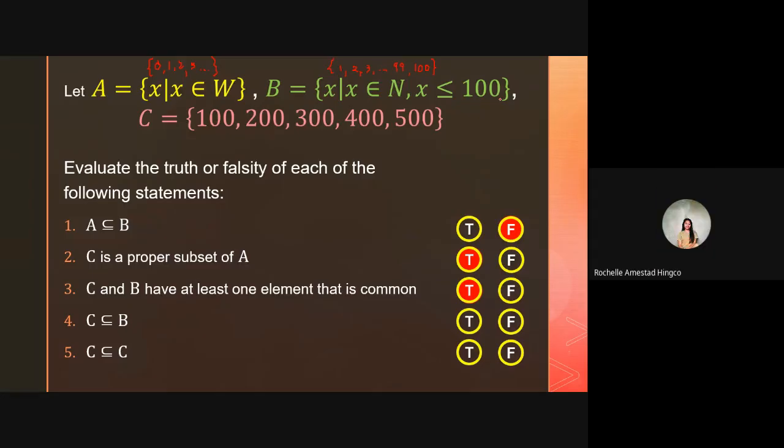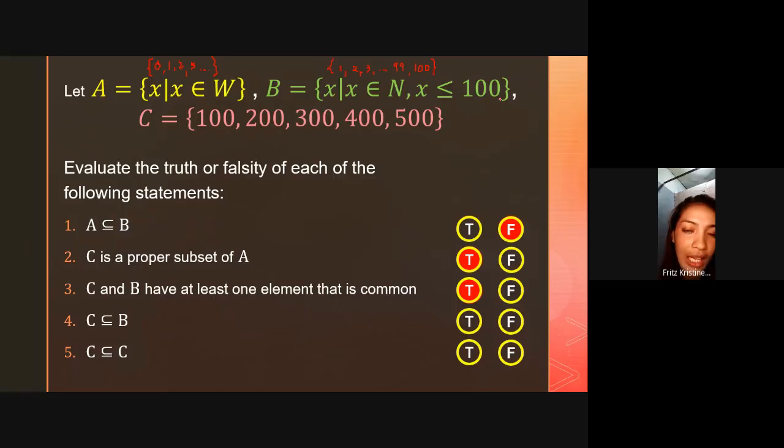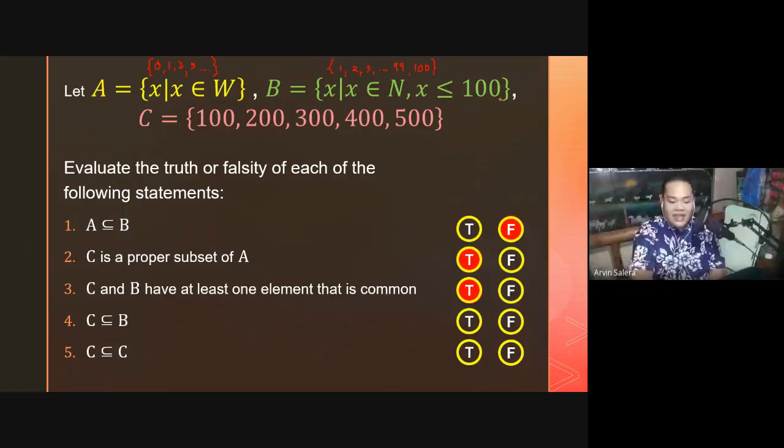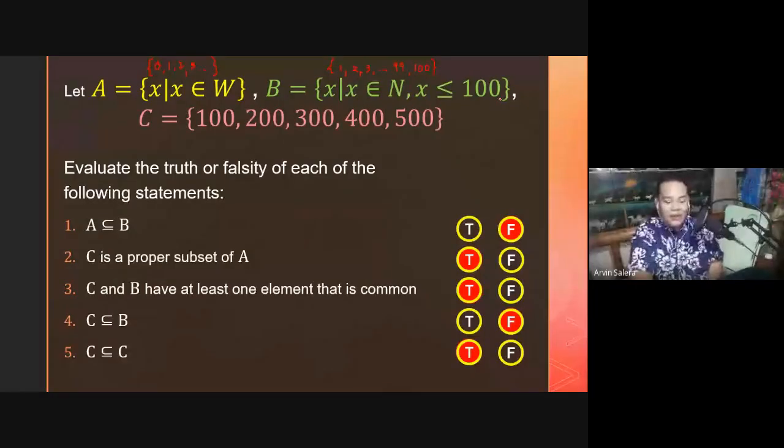Next, C is a subset of B. Tanan ba nga naa ni C naa kang B? What's the answer? Dili. False. Kay si C naa ay 200, 300, 400, 500. Si B kulang kang 100. Okay, false. Now, C is a subset of C. The answer is true. Ano man? Remember, a set is always a subset of its own. Diba? Naa man to siya sa note.